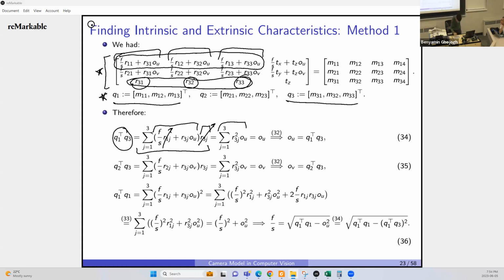I can bring OU out of the summation because it doesn't depend on J. Then the summation of R3J squared is exactly the squared L2 norm of R3, and that's 1. Therefore, I will have only OU. So OU equals Q1 transpose Q3. OU is exactly one of the intrinsic parameters. We just found it.